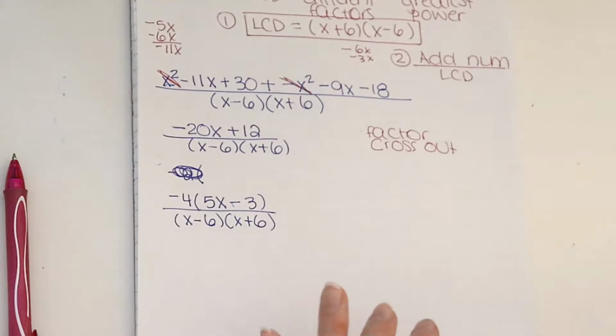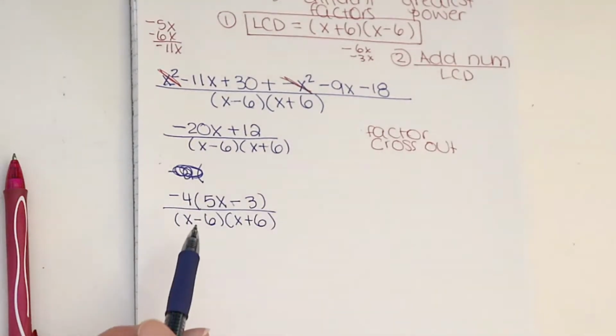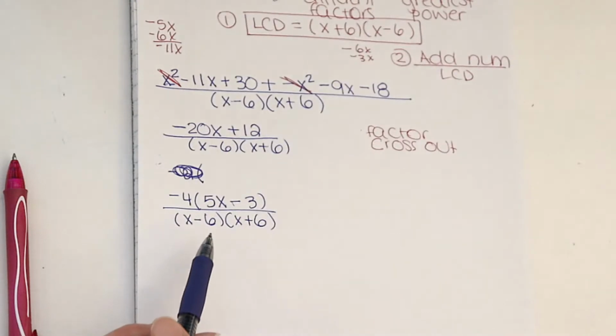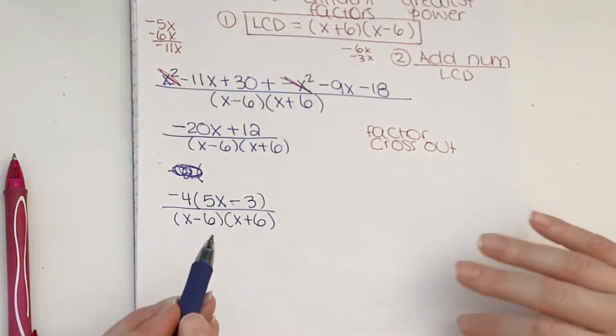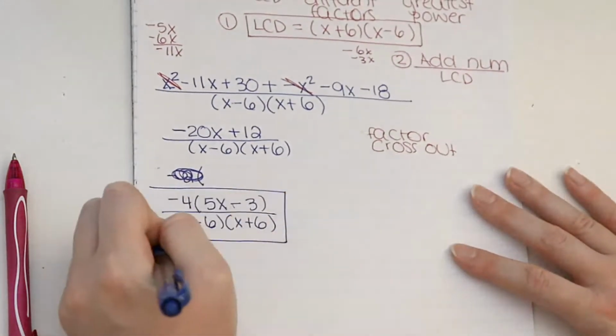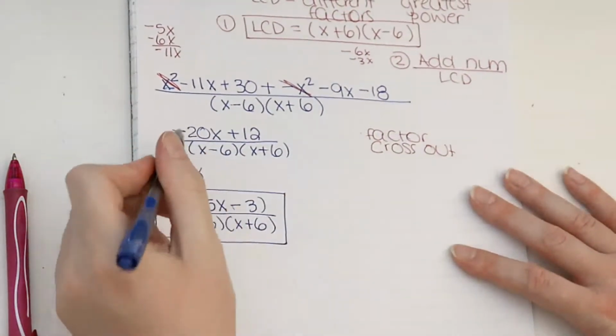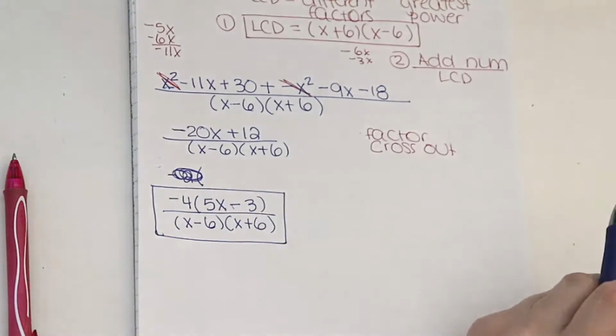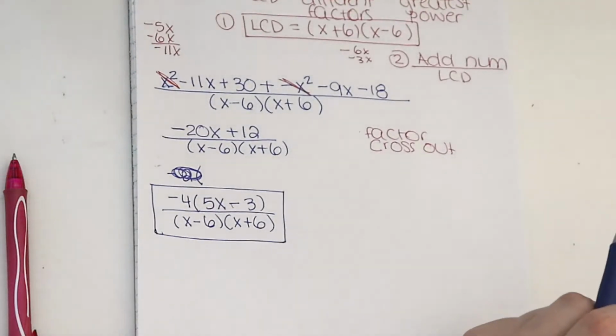Okay? Now, the problem here is that you notice that there's nothing to cross out. So you take out the GCF, but that doesn't actually help towards moving you towards factoring and crossing. So this is your final answer. However, you could also leave it at the negative 20x plus 12, and that would be fine as well. Okay? All right, are there any questions about that?